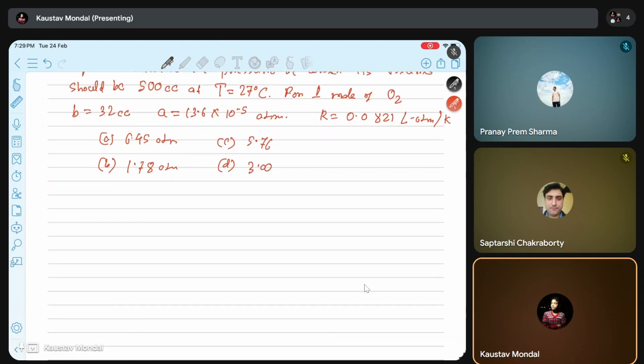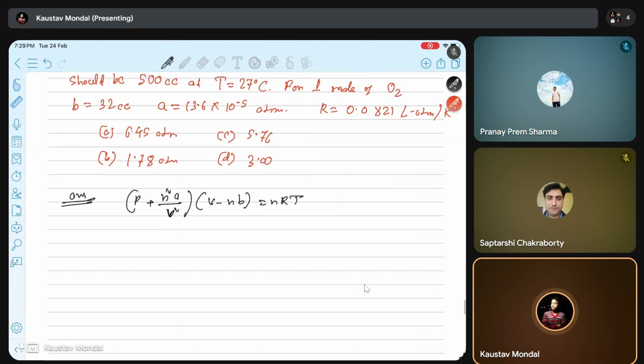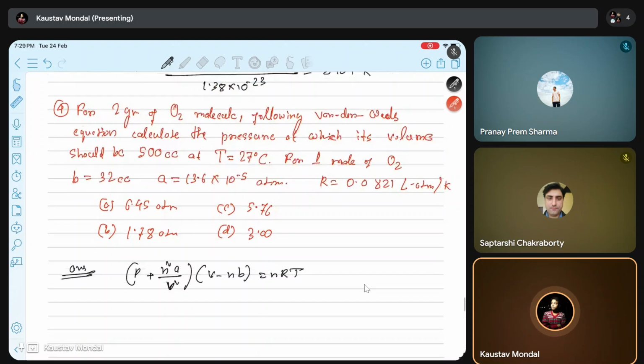Okay, so first thing, you have to write the van der Waals gas equation first, right? Our main goal is to calculate the pressure. To calculate the pressure, first you have to write the van der Waals gas equation. So the van der Waals gas equation looks like this: P plus n squared a by V squared, times V minus nb, equal to nRT, right? Now here n is the number of moles; for 1 mole, n equal to 1. So here the mass of the oxygen is 2 gram, right?